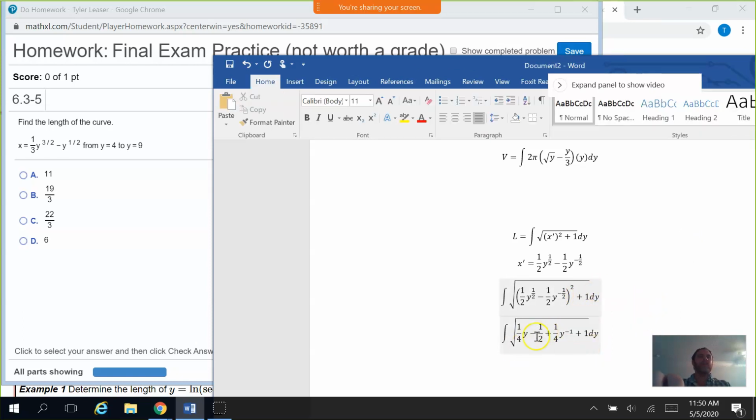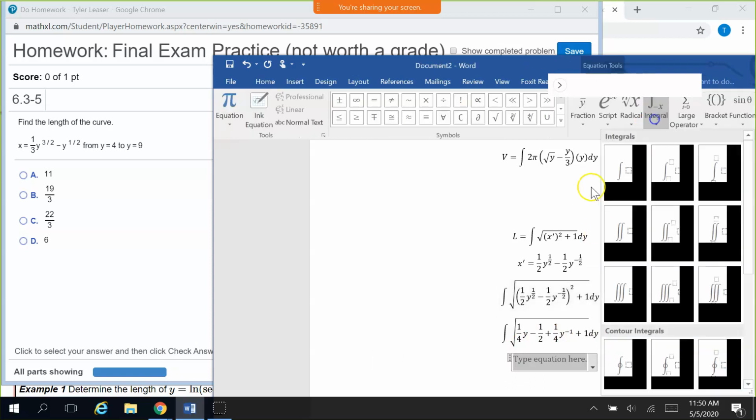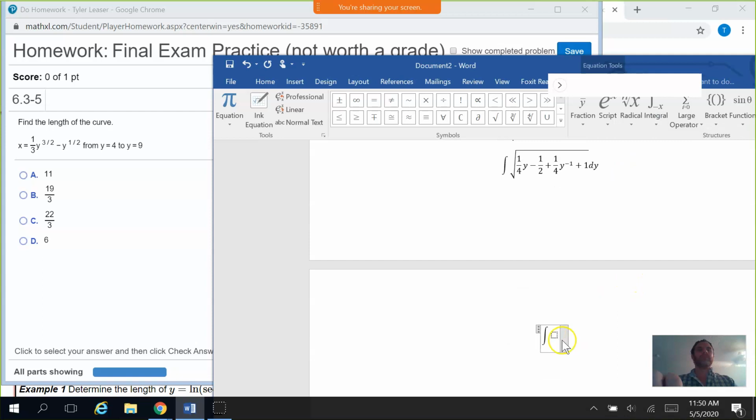Okay, now my negative 1/2 and my 1 are going to add together. So we still have the square root. We still have that 1/4 y. Negative 1/2 plus 1 is positive 1/2, plus the 1/4 y to the negative 1. So that was just combining the negative 1/2 and the 1 together.